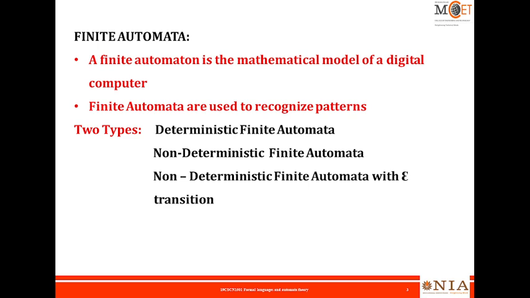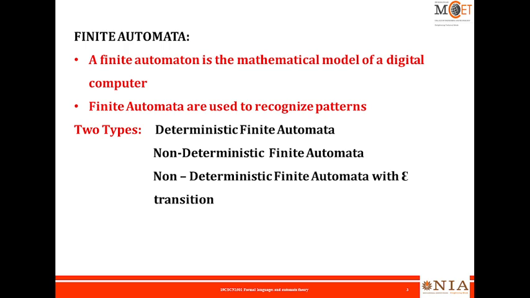Deterministic finite automata is simply called a DFA. DFA has a finite set of states and a finite set of input symbols. The main thing in the deterministic finite automata is that only one transition is possible from one state to another state on one input symbol.